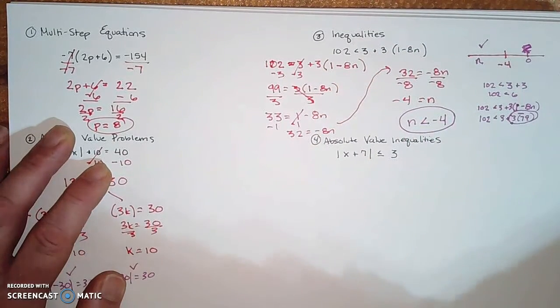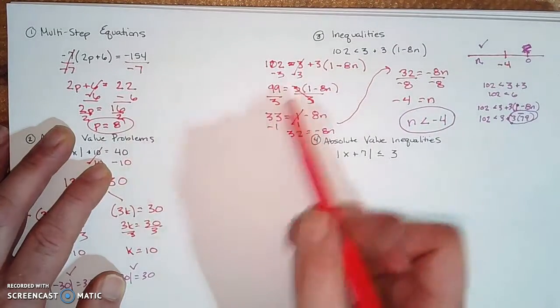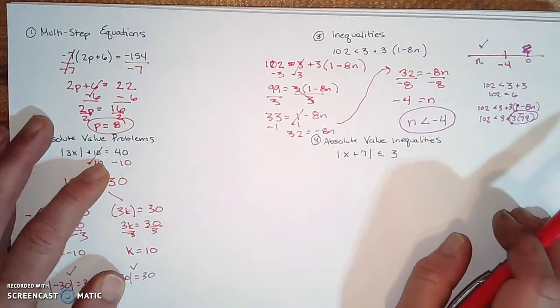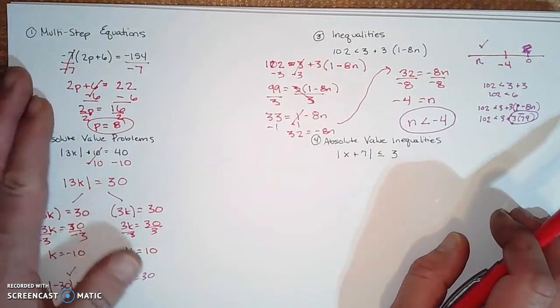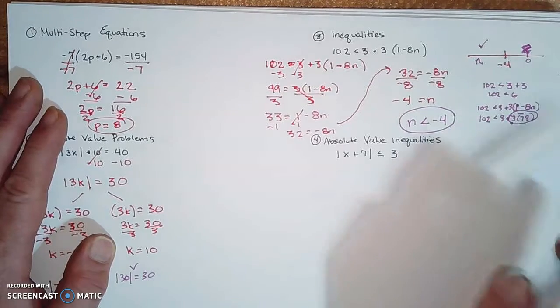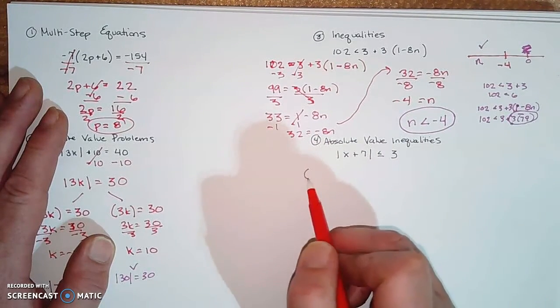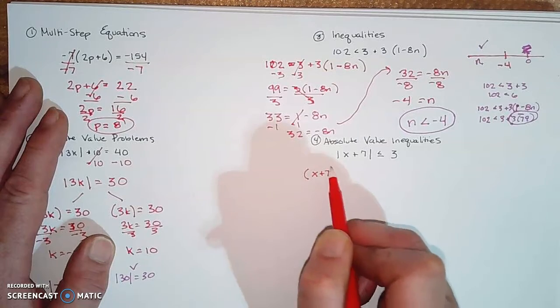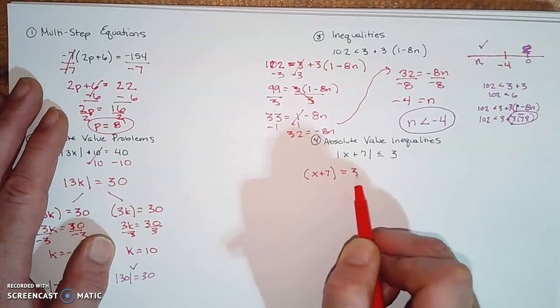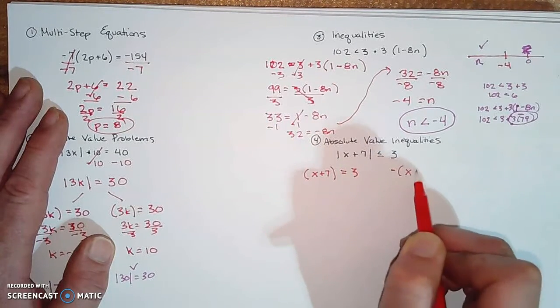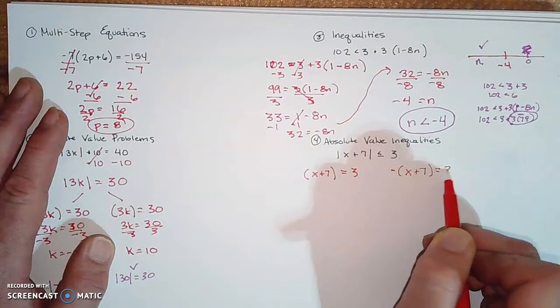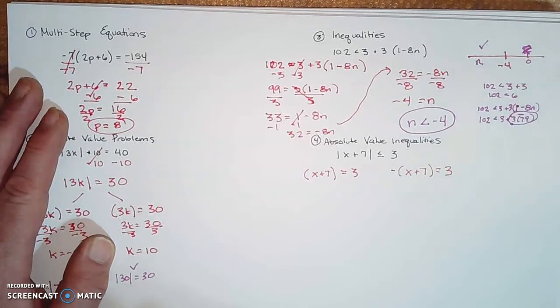Okay, so let's try absolute value inequalities. We're going to do the same thing we did on 3 and 2 together. We're just going to do it in 2 parts. So if I had the absolute value of x plus 7 is less than or equal to 3, I'm going to turn this into 2 different problems. X plus 7 is equal to 3, and negative x plus 7 is equal to 3. Why did I get rid of the greater than sign? I'm going to use this to figure out my answers in a little bit.